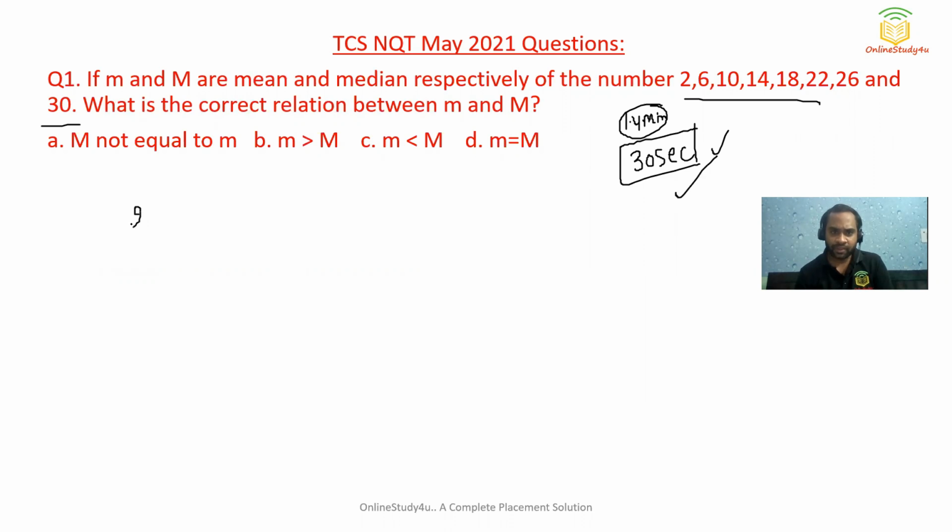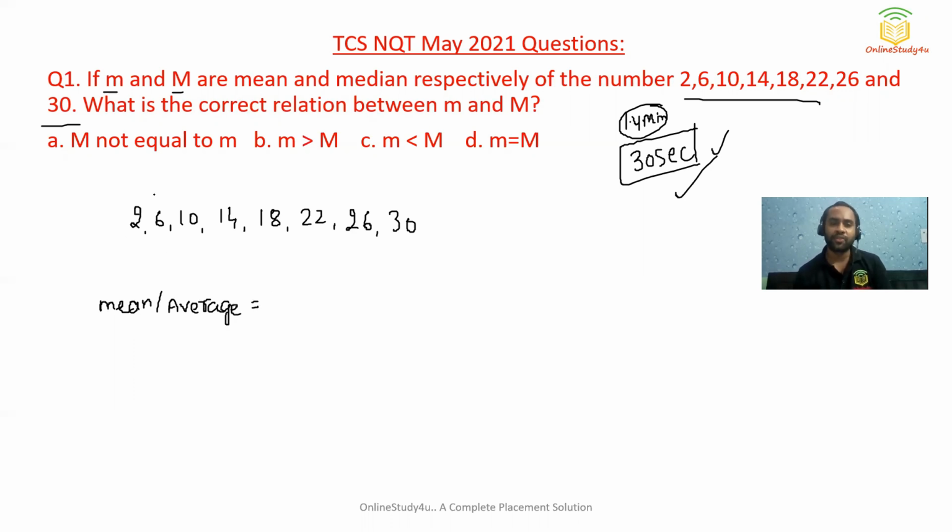So the question is 2, 6, 10, okay, 14, 18, 22, 26 and 30. These are the numbers for which we need to calculate mean and median, and then you have to tell if they are equal or not. So what will be the mean? So you know mean is nothing but average. Mean is nothing but average.